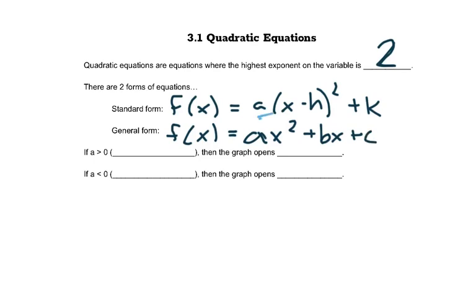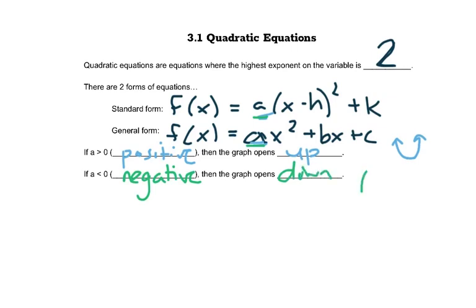If this a that's at the beginning is positive, then the graph opens up, and by that we mean that the curve, that U shape, goes like that. If that a at the beginning is negative, less than 0, then the graph opens down, and we mean like that. The U goes down.